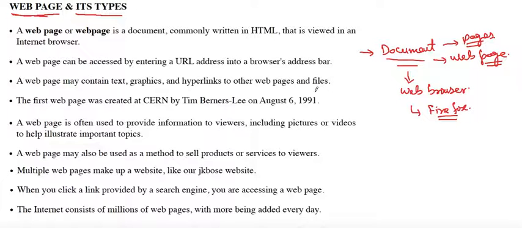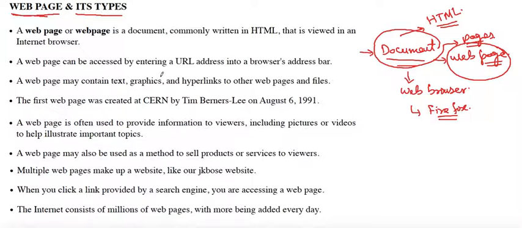Web pages are commonly written in a language called hypertext markup language. These documents which are displayed in web browsers are created using a language called HTML. And we can access a web page using a unique address, called the URL address of that web page. Every web page has a unique address to identify or access it.